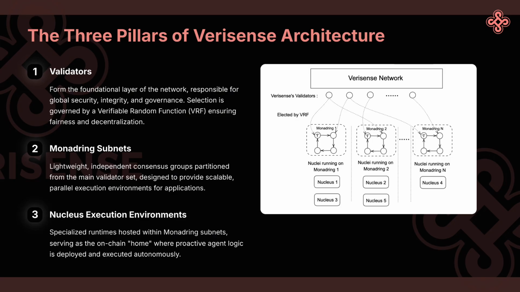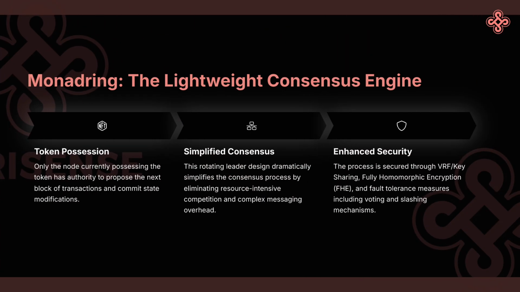Simultaneously, the Monadring Subnets facilitate scalability by enabling applications to operate in parallel on smaller, dedicated consensus groups. This approach avoids performance bottlenecks typical in monolithic chains, where a single active application can impair performance for all users. This strategic separation of concerns is a hallmark of modern blockchain design and is fundamental to Verisense's ability to support complex, high-throughput decentralized applications. Let us first explore verifiable random functions.